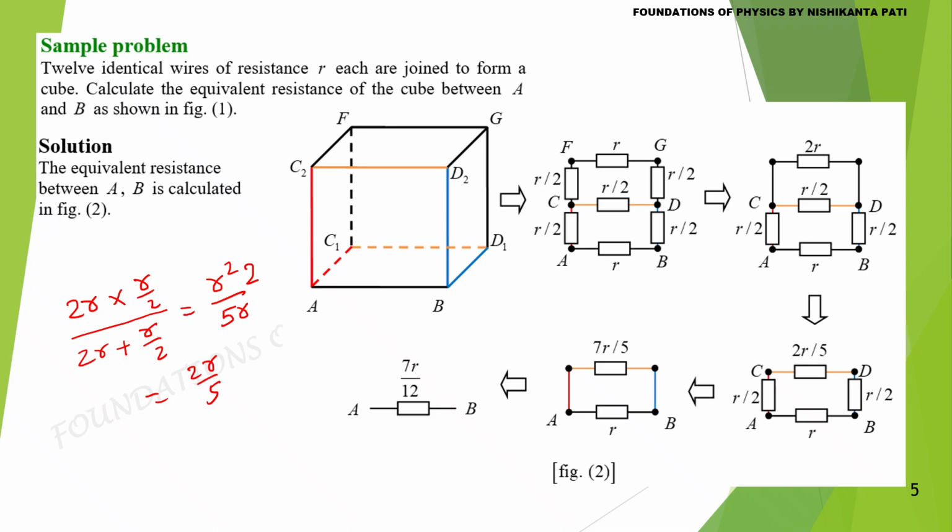This is 2R by 5. 2R by 5 in series with R by 2 is 7R by 5. 7R by 5 in parallel with R is 7R by 12.